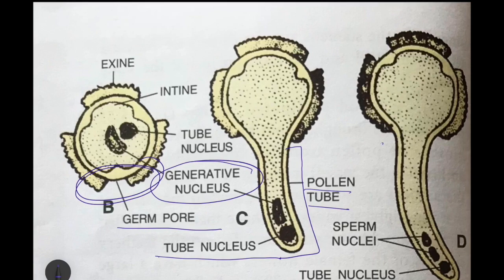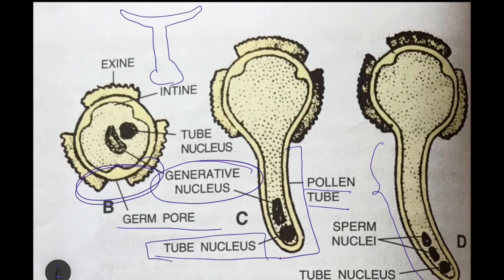As the pollen tube becomes longer and longer, as it moves down the style towards the ovary, you will see that the tube nucleus remains as it is, because it is the tube nucleus which directs the growth of the pollen tube all the way down until it reaches the ovary. And you will see that the generative nucleus will divide into two sperm nuclei, which is known as the male gamete or the male gamete nuclei.